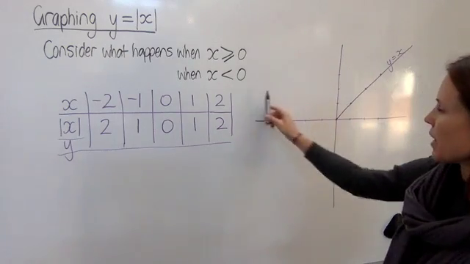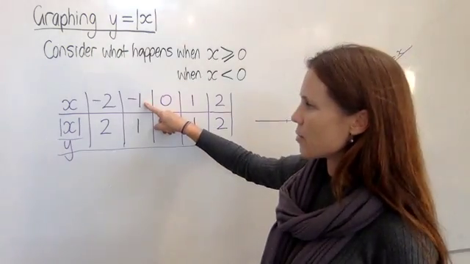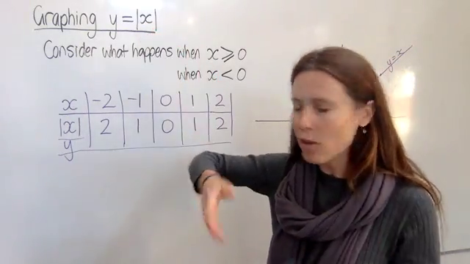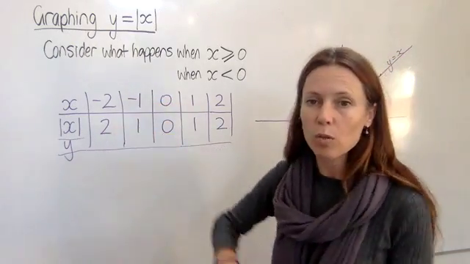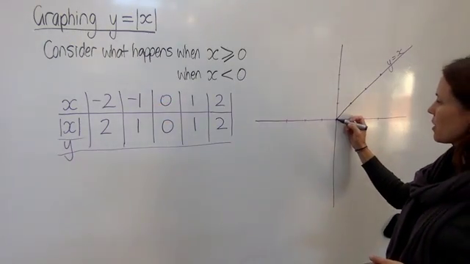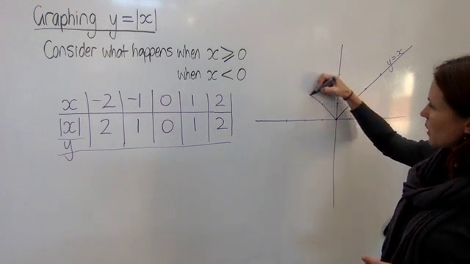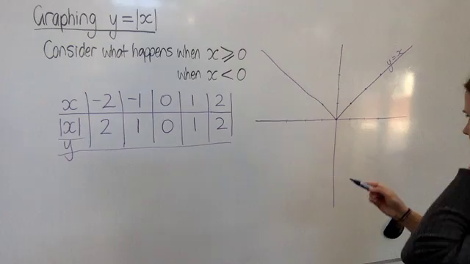But as we say x is less than 0, for example, when x is minus 1, putting it inside this absolute value bracket will take that negative off it and make it 1. Minus 2 will become 2. So as we come out this side, we see some symmetry because we see the line bouncing up again like this. Now, why does this happen?